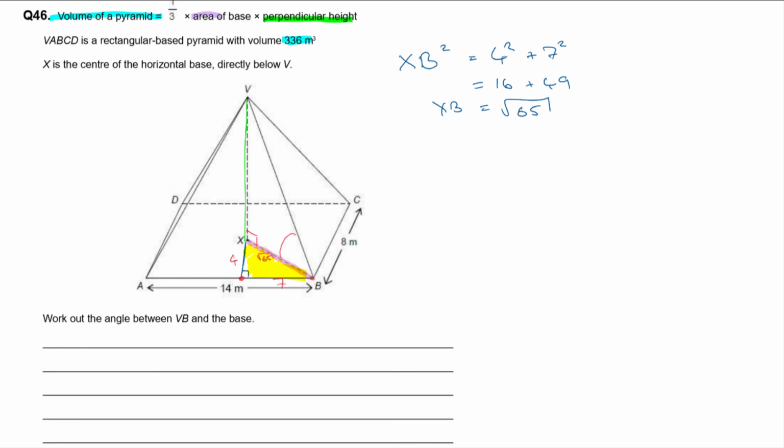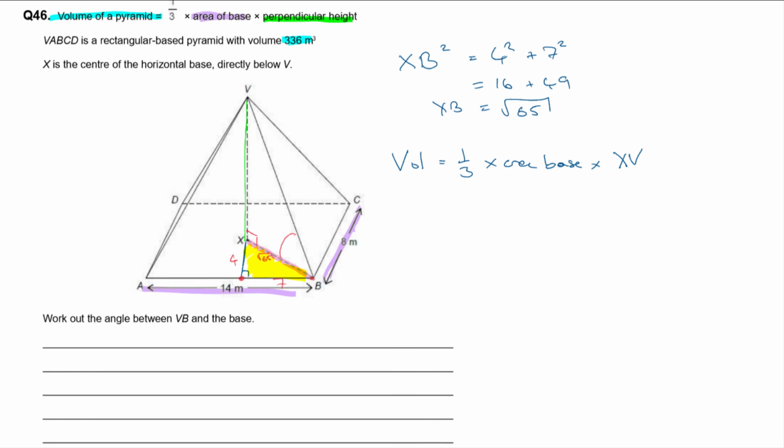So what is the area of the base? Well, the area of the base is going to be 14 times 8, isn't it? So I can work out the area of the base fairly easily. So let's say the volume is equal to 1/3 times the area of the base times the height. Well, I'm just going to call it times XV, because that's the side I'm trying to find, isn't it? XV.